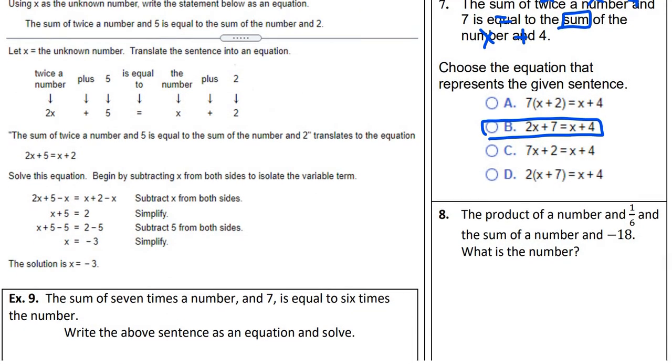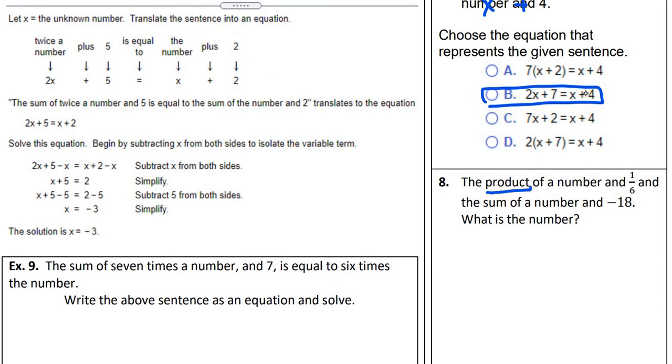Then look at number 8. On number 8, you've got the product. Product means to multiply, of a number and 1/6, and the sum of a number and -18. What is the number? So when I write this out right here, product means to multiply. So I have x and 1 times 1/6 equals the sum of a number x plus a -18.